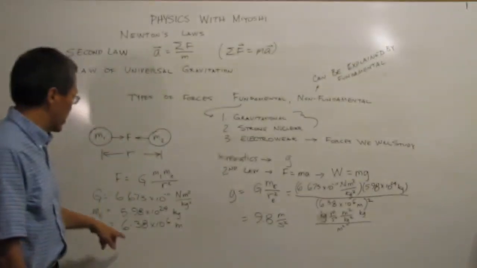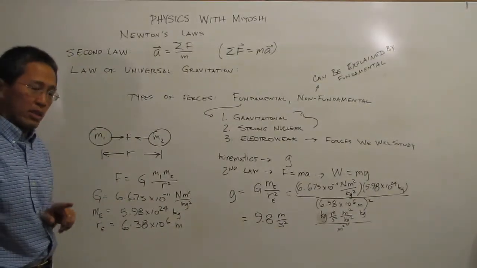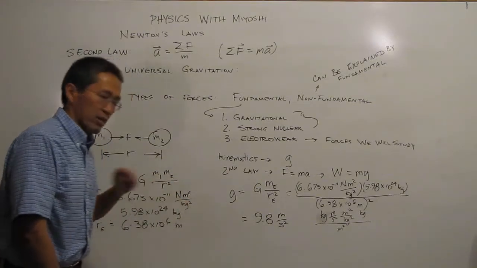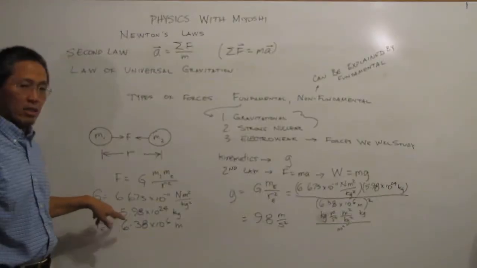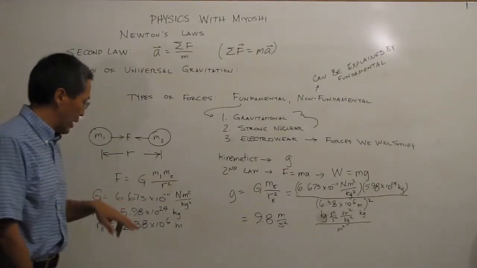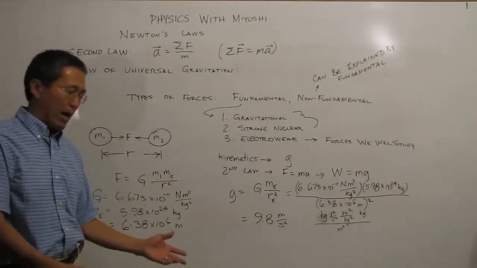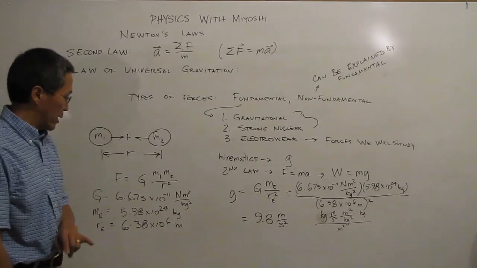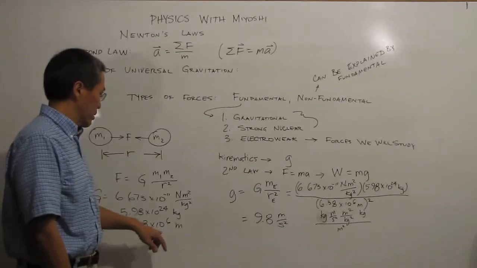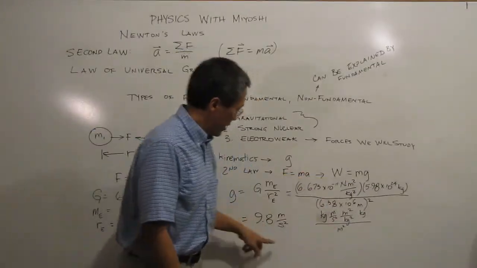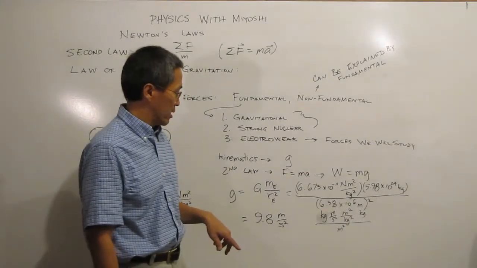So if I know the universal gravitational constant is 6.673 times 10 to the negative 11th newton meter squared per kilogram squared, and I know the mass of the Earth is 5.98 times 10 to the 24th kilograms, and the mean radius of the Earth is 6.38 times 10 to the 6th meters, then I can plug that into this equation, and I do get 9.8 meters per second squared.